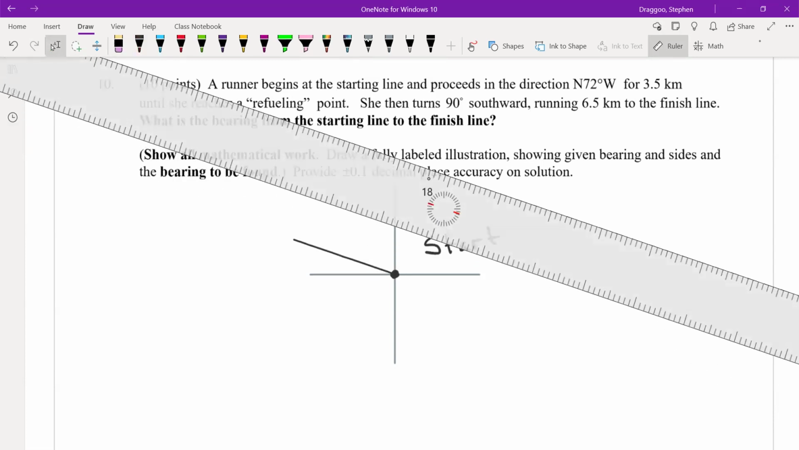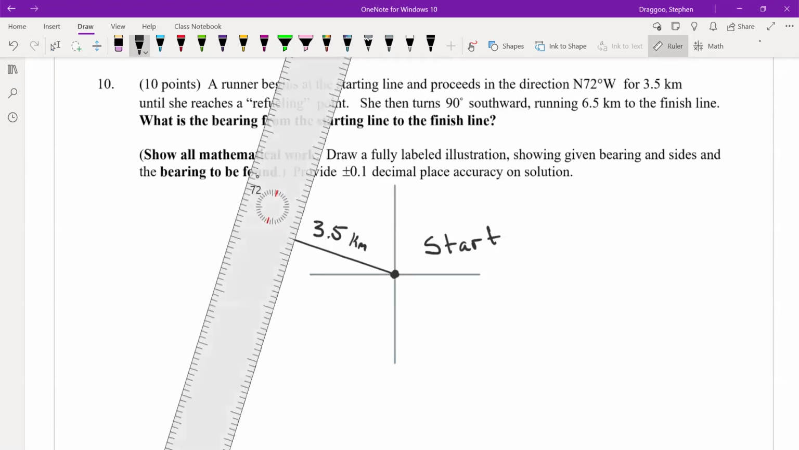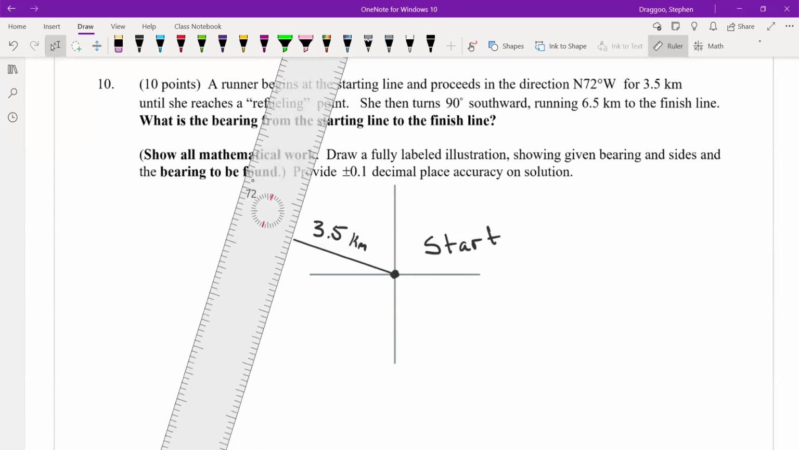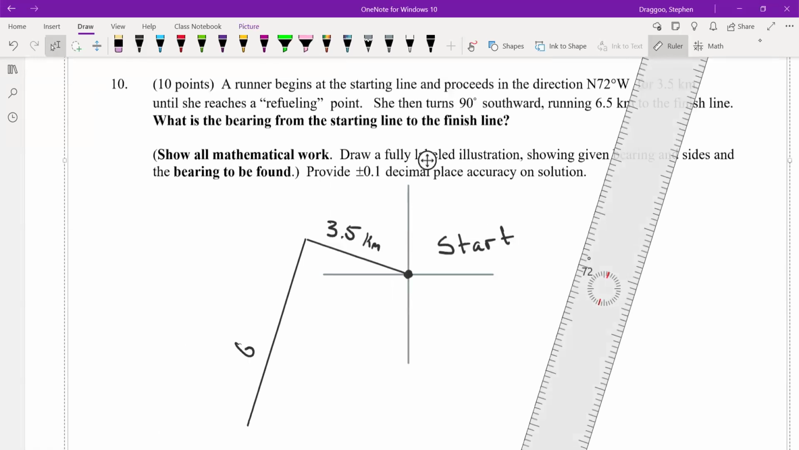All right. Runner goes for 3.5 kilometers in that direction. 3.5 kilometers. And then is going to make a 90-degree turn southward. So basically just get to that point. Southward is going to be left. So turn left by 90 degrees. And then we go another 6.5 kilometers in this direction. So 6.5 kilometers.